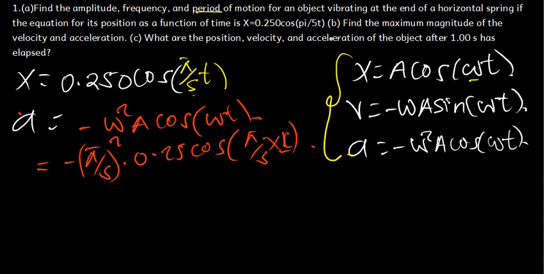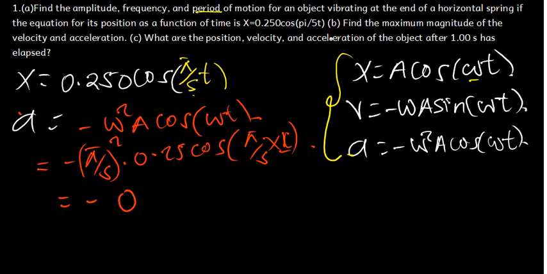Okay, so we have pi divided by 5, I have to square it, then times 0.25, and then I have cos. I open the brackets, then I say pi again divided by 5 times 1, then close the brackets. Okay, so the answer I'm getting is basically negative what?